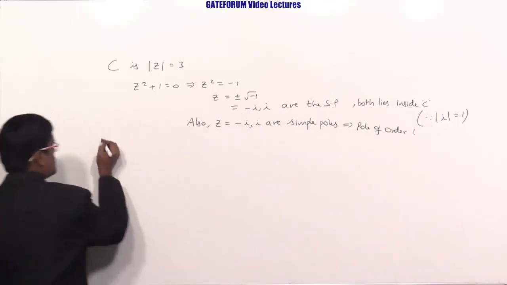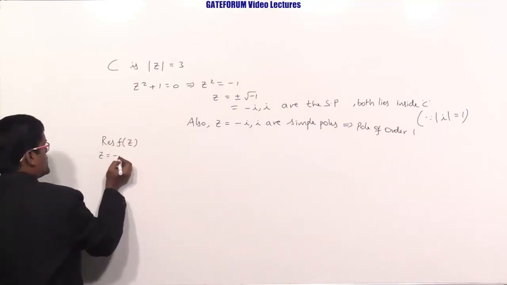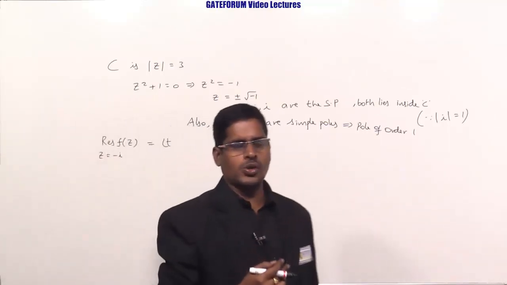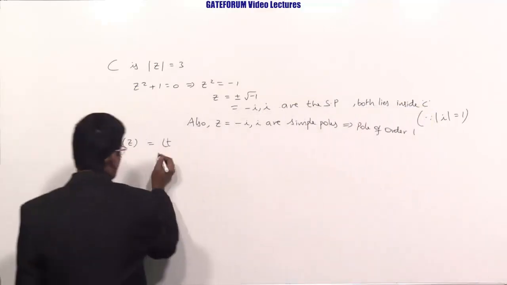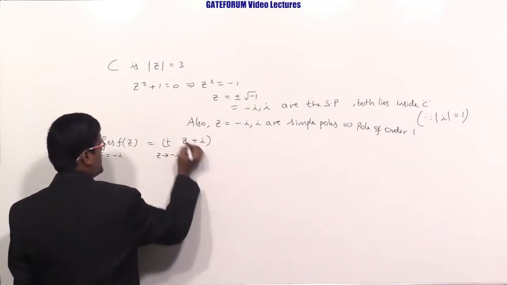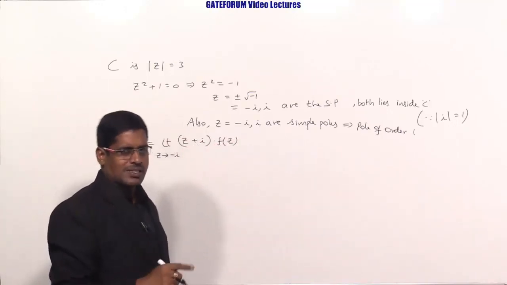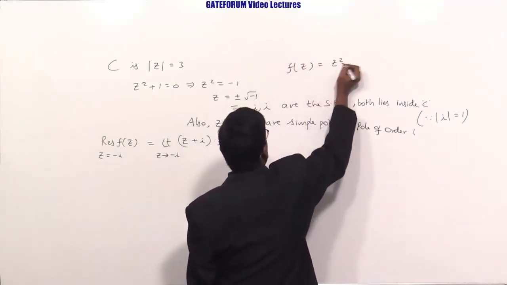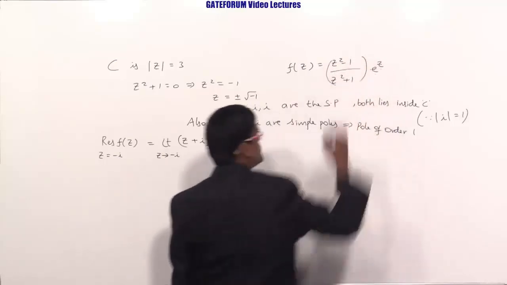Okay, so residue of f of z at z is equal to minus i, this is a simple pole. So when it is a simple pole, how do you calculate residue at z is equal to a? Limit z tends to a, (z minus a) into f of z. Here a is minus i, z tends to minus i, z minus of minus i is z plus i, into f of z. Already the denominator z square plus 1 can be written as (z plus i) into (z minus i). So here f of z is nothing but the integrand function, (z square minus 1) by (z square plus 1) into e to the power z. This is the integrand.